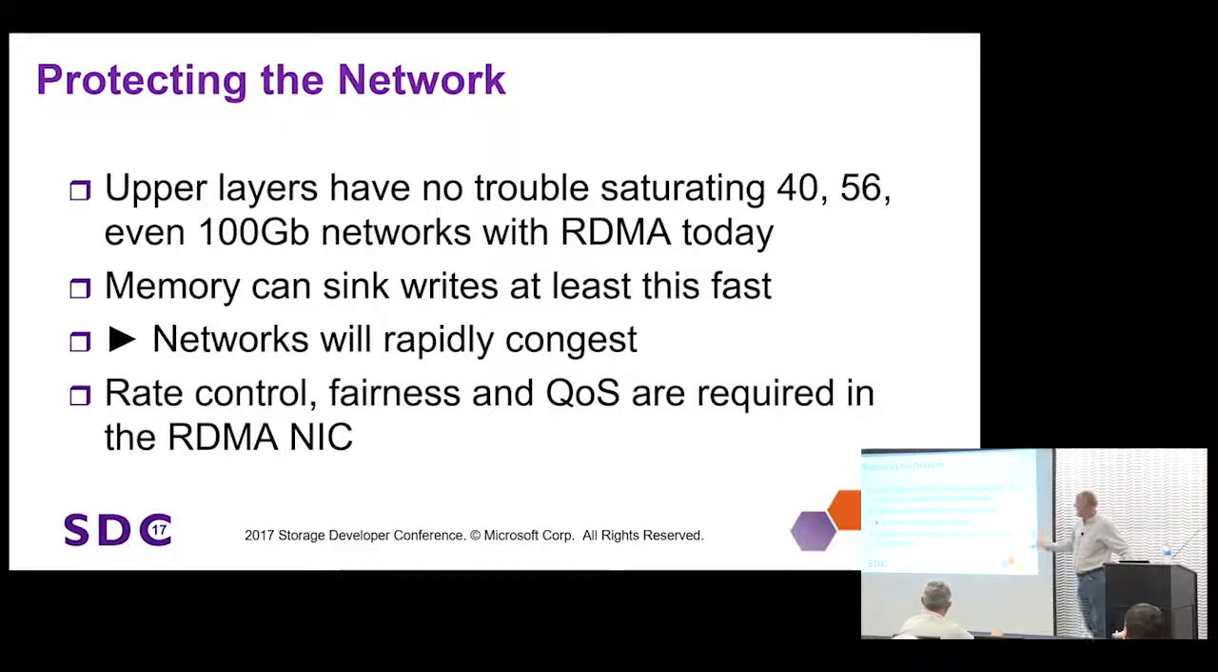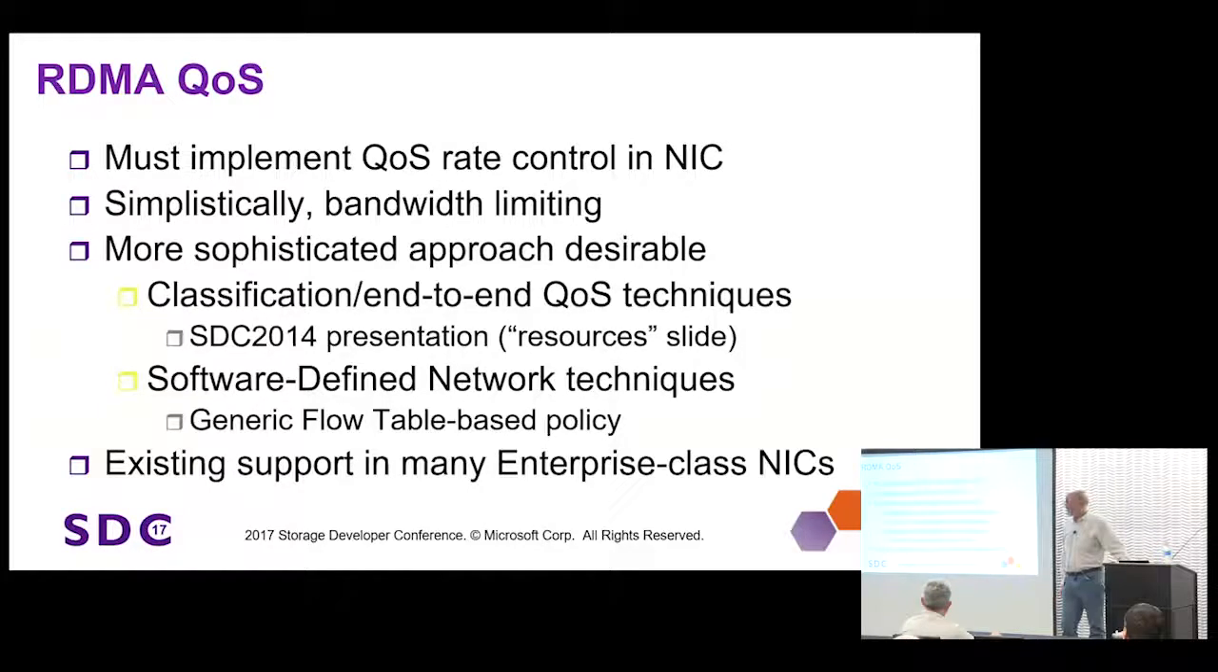Rate control is absolutely required in the RDMA NIC if we light up push mode. Absolutely required. Fortunately, we have a number of QoS approaches. Simplistically, probably the simplest way we can do this is just bandwidth limiting, right? You just say, sorry, you can have 100 megabits or whatever. And when your rate exceeds that, I'm just going to put my thumb on your sends, and I'm not going to let you use it.